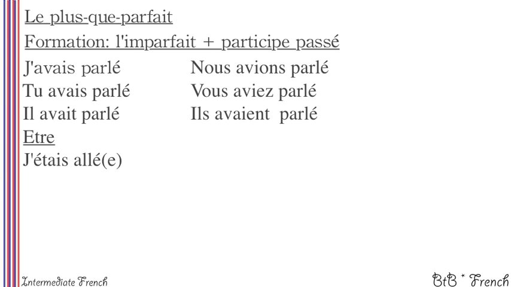A perfect example to say this in English: when she entered into my house, I had already eaten. So she entered into my house, but I ate before she entered into my house. The formation for the pluperfect is imperfect plus the past participle. Now I'll be going over parler for a perfect example of how to form this. J'avais parlé, tu avais parlé, il avait parlé, nous avions parlé, vous aviez parlé, ils avaient parlé. You can also use it with the verb être. J'étais allé.